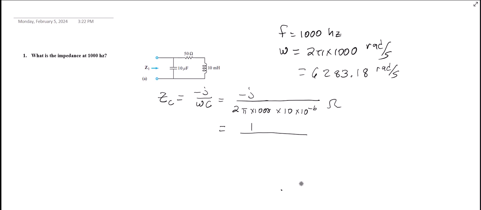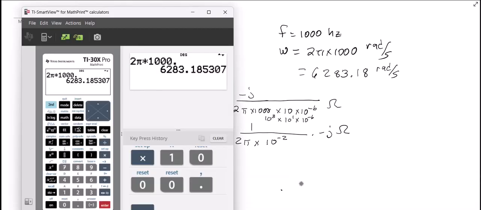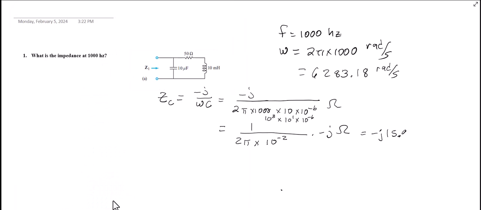On my calculator, to save myself a little bit of work, that's 10 to the third times 10 to the first times 10 to the negative 6. So 3 plus 1 is 4, plus minus 6 is negative 2. So 1 over 2 pi times 10 to the negative 2 times minus j ohms. I'll get that on my calculator: 1 over 2 pi times 10 to the negative 2. And I get that this is negative j 15.92 ohms.